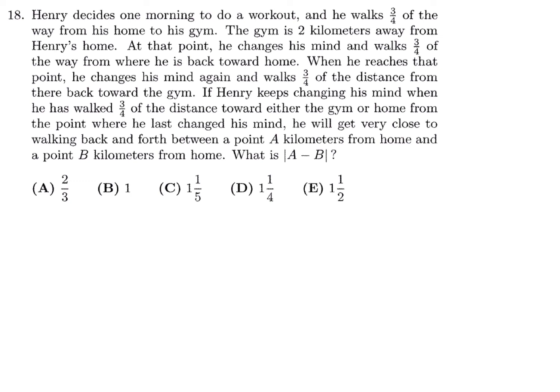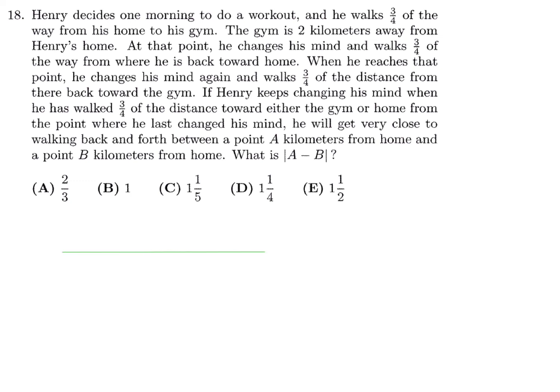When he reaches that point, he changes his mind again and walks 3/4 of the distance from there back toward the gym. If Henry keeps changing his mind when he has walked 3/4 of the distance toward either the gym or home from the point where he had last changed his mind, he will get very close to walking back and forth between a point A kilometers from home and a point B kilometers from home. What is A minus B?